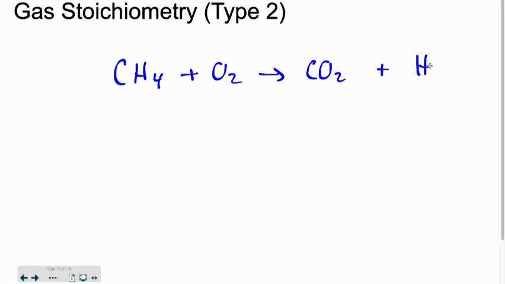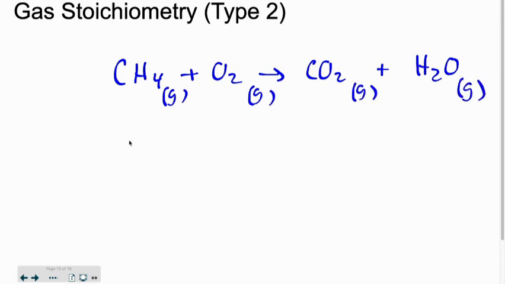Lastly, we will take a look at a gas stoichiometry problem which involves gases, and there is not much information given. Let's take a look at an example like this. Let's say we are doing combustion of methane, and all my reactants and products are in the gaseous form.